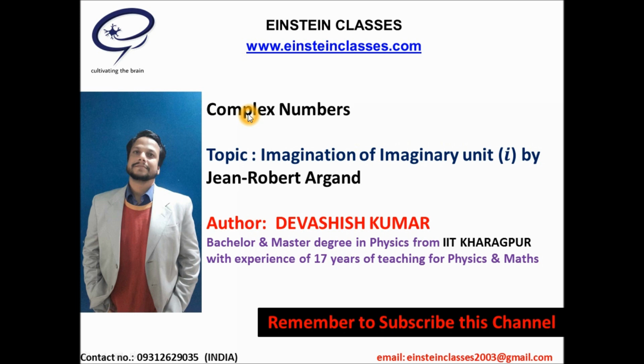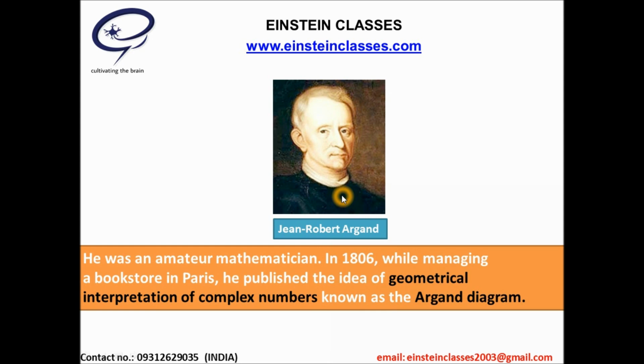In this session on complex numbers, we'll discuss the imagination of the imaginary unit, and this work was done by Jean Robert Argand. Argand was not a regular mathematician. He was managing a bookstore in Paris and he published the idea of the geometrical interpretation of complex numbers. This geometrical interpretation of complex numbers is known as the Argand diagram, right?